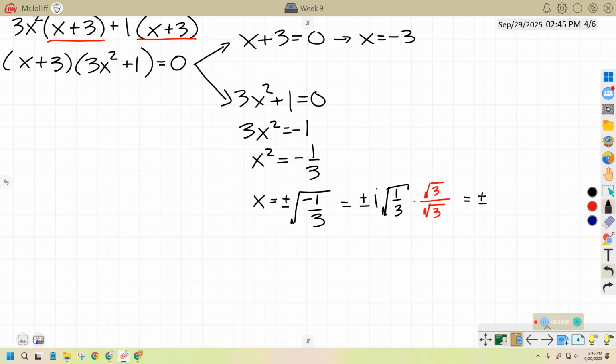Makes a fraction, that's for sure. On the bottom, what is square root of 3 times square root of 3? Square root of 3 squared. What happens to the square and the square root? They cancel. We just get 3. On the top, 1 times anything is itself. So this is just going to be square root of 3. I would give you full credit if you got to there on the test.